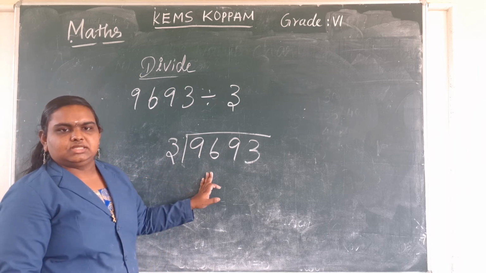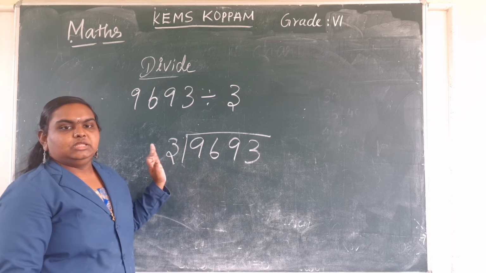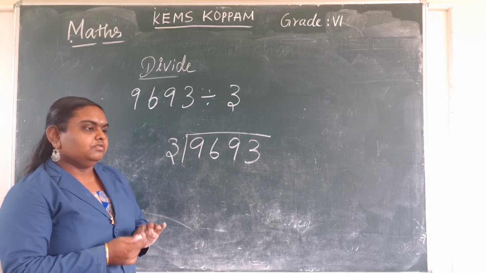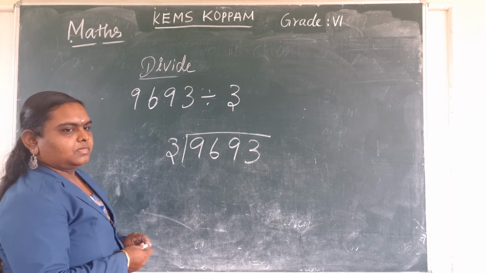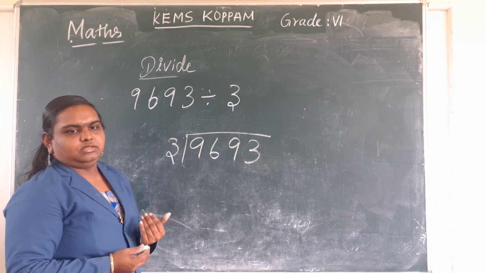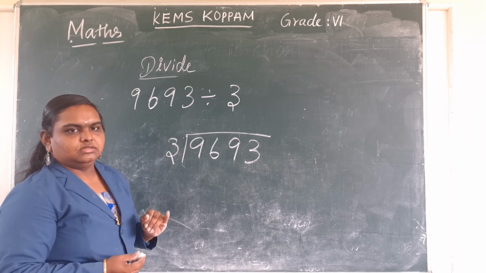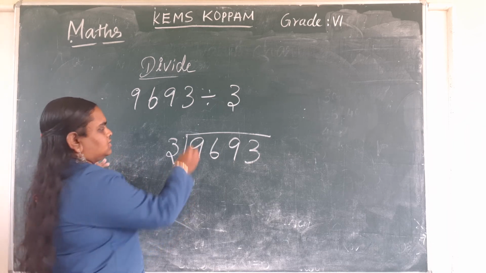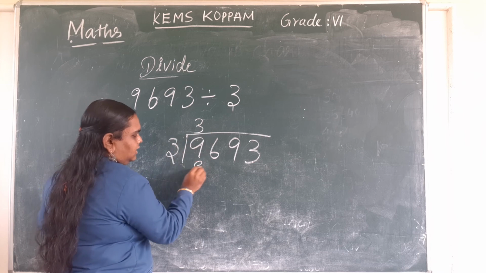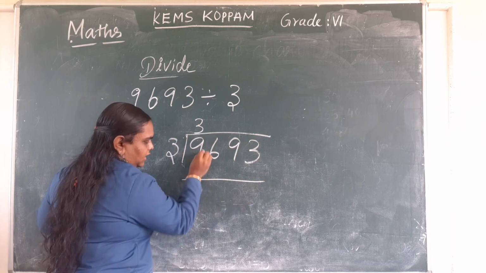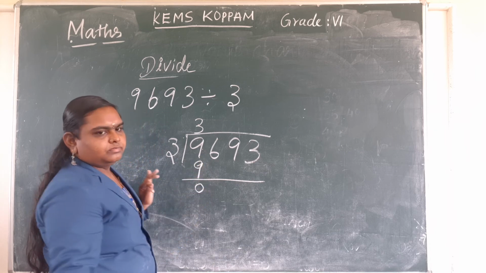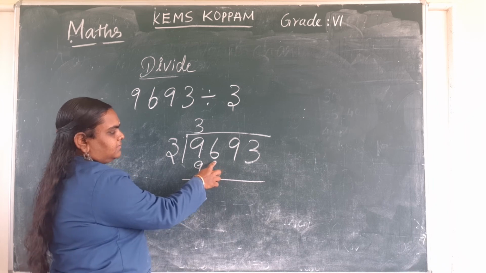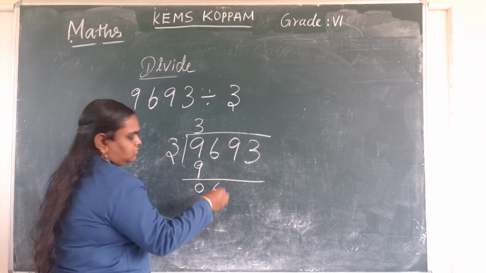When will we get the number 9 in the multiplication table of 3? Say the multiplication table of 3. So 1 three is 3, 2 threes are 6, 3 threes are 9. So 3 threes are 9. So 9 minus 9, 0. Isn't it? Next step, 6. We have to write it down.